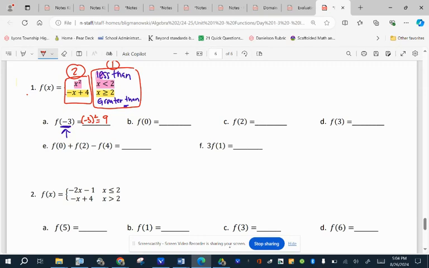Now we're going to do the same for 0. So 0 is also less than 2, so it's going to be this pink inequality again. So I'm going to plug it into that pink equation. So 0 squared is 0.